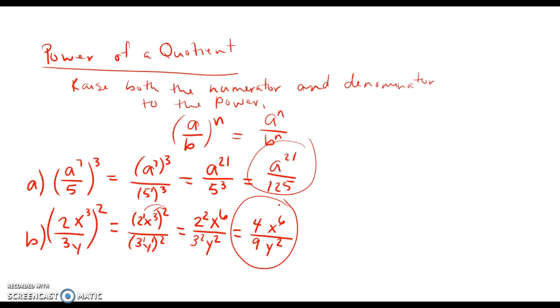So again, on the power of a quotient, we just evenly distribute that exponent to the numerator and the denominator. If there are multiple things in the numerator, then it has to distribute to everything in the numerator, and same thing for the denominator. It has to distribute to everything in the denominator.